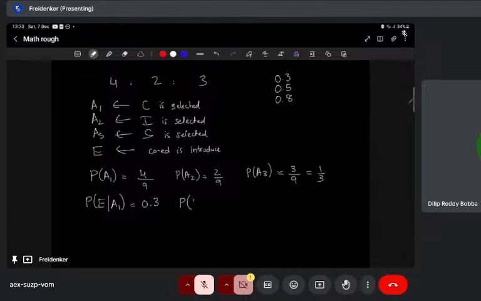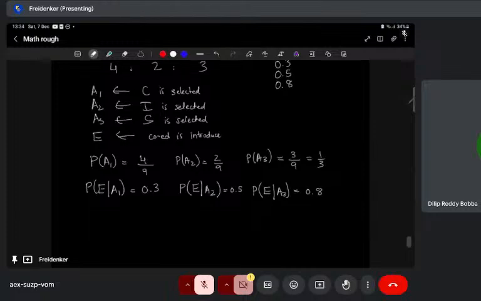Probability of co-education being introduced given Mr. Iyengar is selected, this is there. Probability of co-education being introduced given Dr. Singh is selected, that is how much? Oh, sorry, this is not 2 by 9. This is 0.5, and this is 0.8.